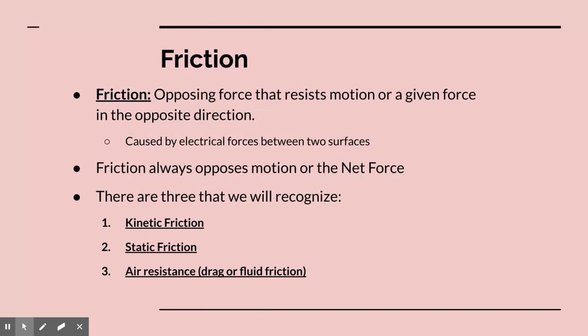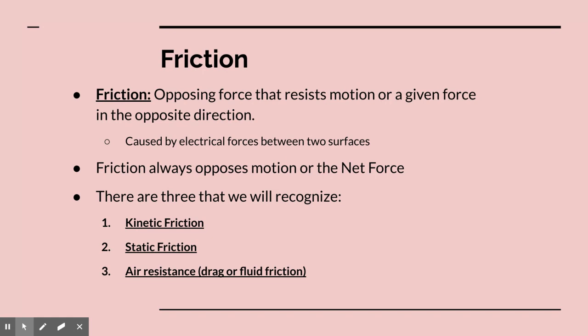So we're getting into friction now, and I know I talked about how I want to get to tension and pulleys, and unfortunately this year we're just not going to be able to get to it, but we've got to cover friction. So what is friction? Well, it's the opposing force that resists motion or a given force in the opposite direction. Technically speaking, the friction force is more or less the electrostatic, electronegative forces that are built up between two surfaces. And friction always opposes motion or the net force.